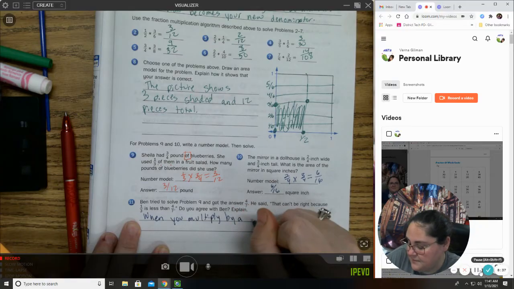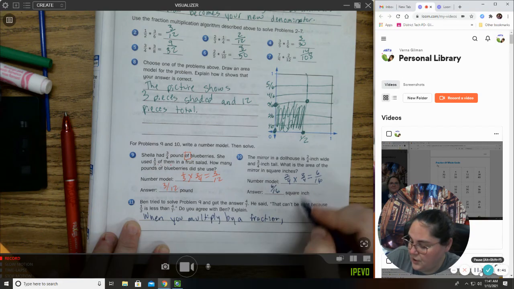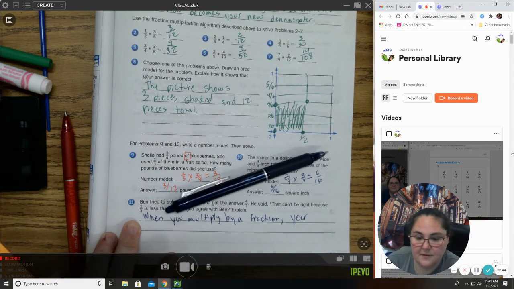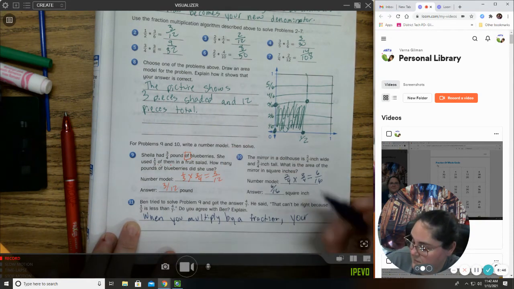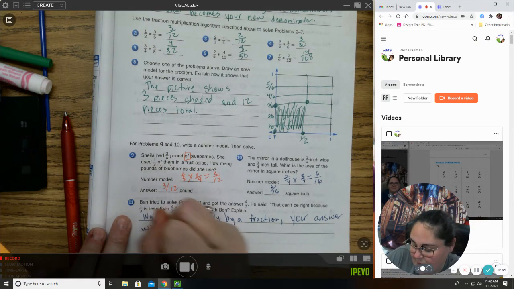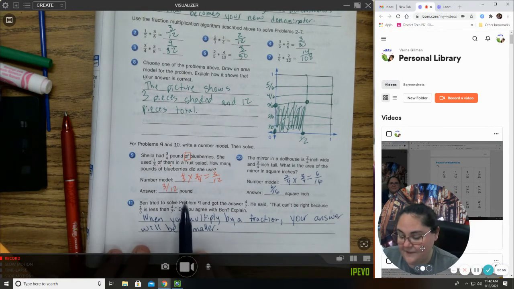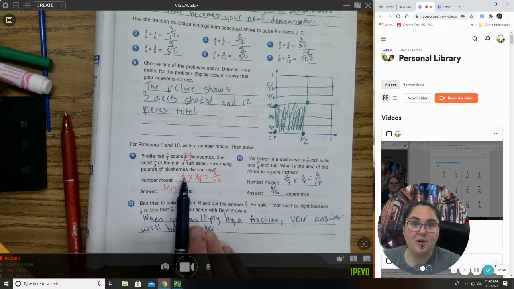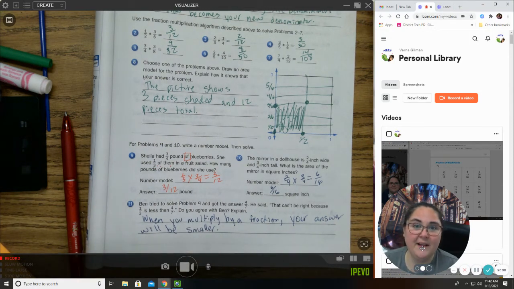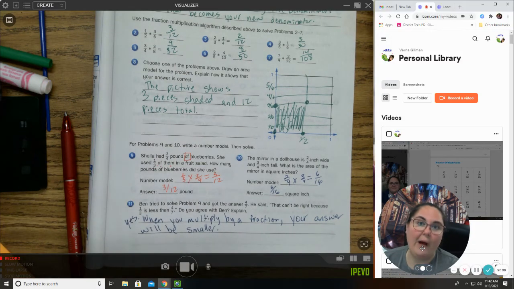by a fraction, your answer will be smaller. So that means that if I start with 1/3 and I multiply by a fraction, my actual final answer should be smaller than 1/3. That's basically the reasoning. So do we agree? Yes. And this would be kind of why.